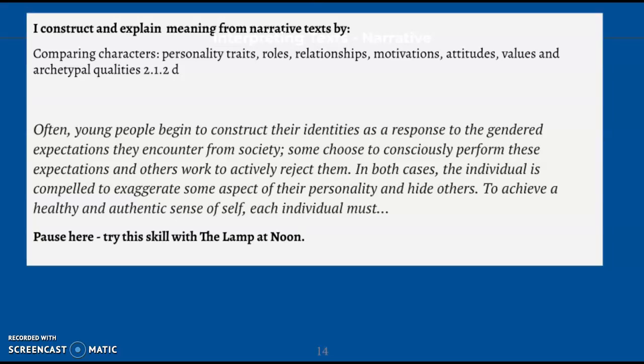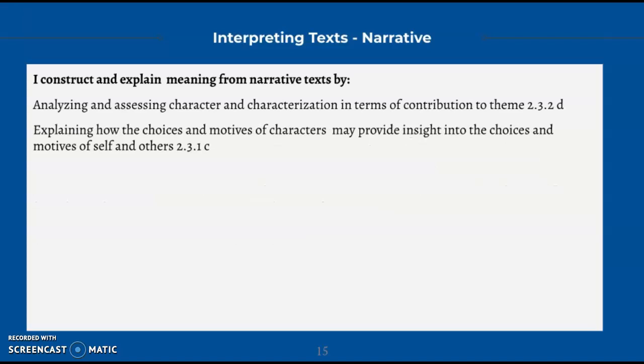This is another good place to pause and just experiment with the skill a little bit. So The Lamp at Noon only has two characters, other than the baby. Compare them. Paul and Ellen, how are they the same and how are they different in their personality traits, their roles, their relationships, their motivations, their attitudes, their values, and their archetypal qualities? Give it a try.